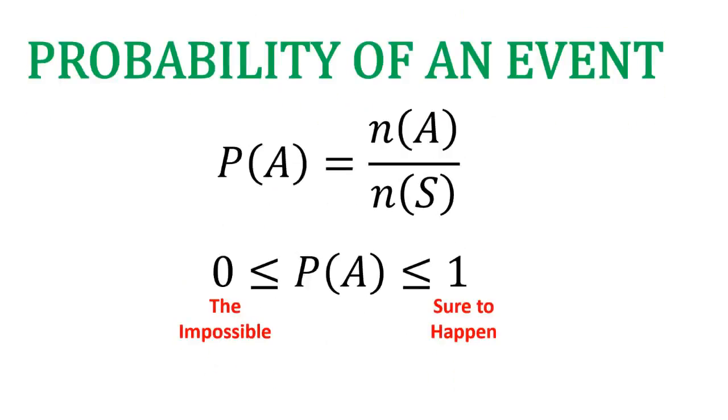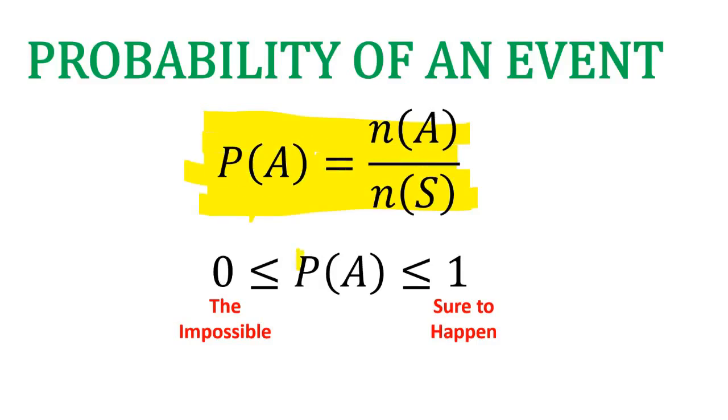Okay, so this is the symbol of probability: number of events A over number of sample space. So this is a simpler form for you to remember the formula. This is something like a symbol to make it easy to remember.